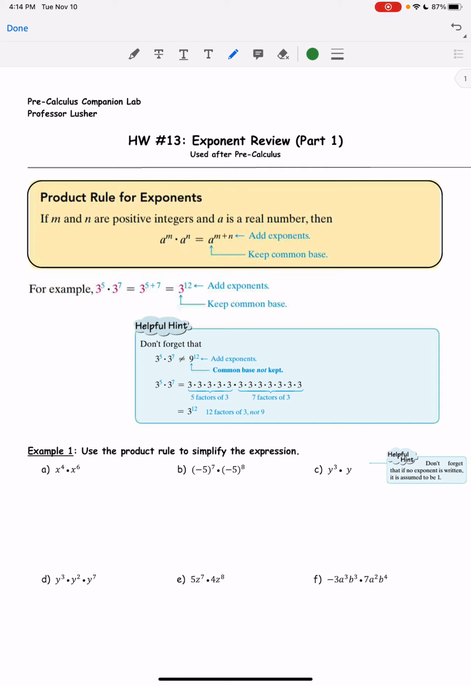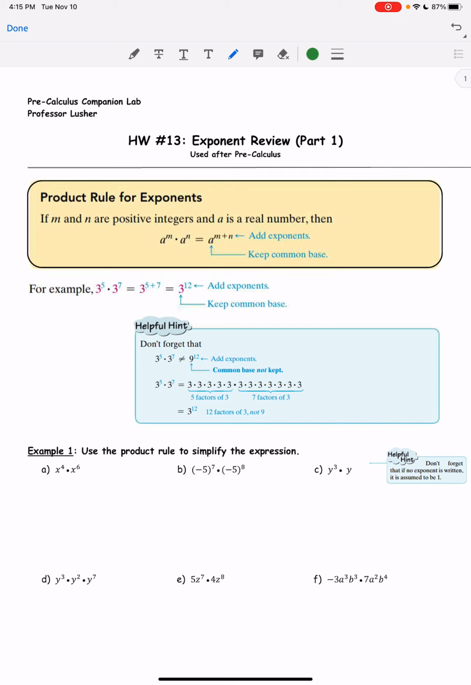So these are going to help you whenever you get past calculus. You should actually be using it a little bit in your pre-calculus class, but this is mostly a review for afterwards. Especially the next part is going to be really helpful for calc.